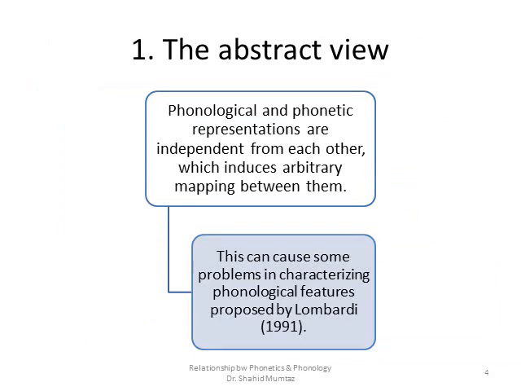According to the abstract view, phonological and phonetic representations are independent from each other, which induces arbitrary mapping between them. This can cause some problems in characterizing phonological features proposed by Lombardi in 1991. The features that she employed in her study are so abstract that they cannot be properly defined, which results in arbitrary features.